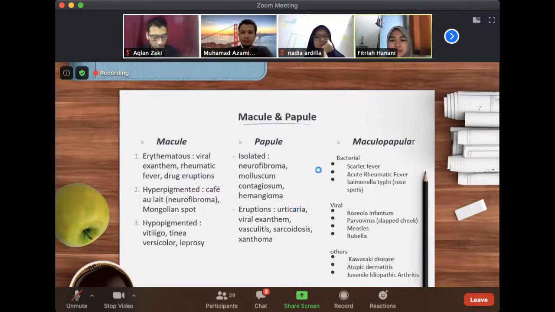I mean, the papular lesion is the most common cause of rash that we can see. So I divide it into bacterial causes, viral causes, or idiopathic causes. For the bacterial causes and also the viral causes, I'll go through them one by one, but not in too much detail.